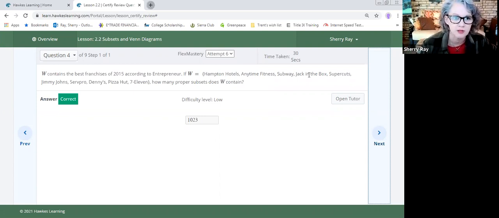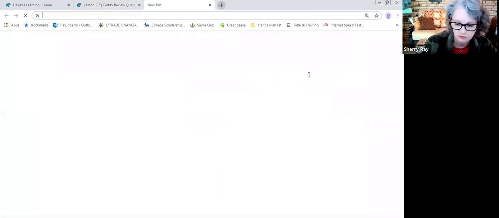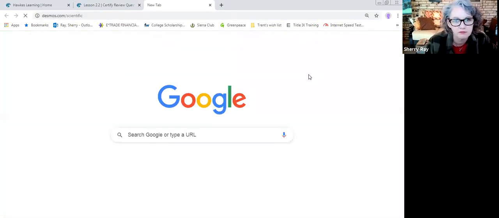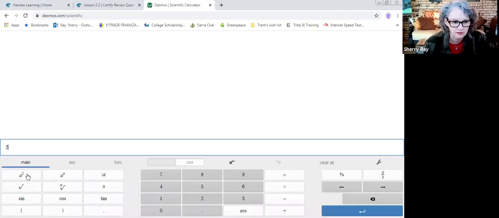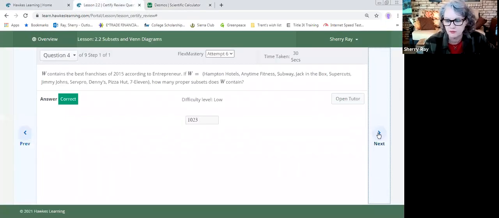And if you go to your Desmos calculator, we have 2 to the power 10 minus 1. And that's 1023, which is what I have here.